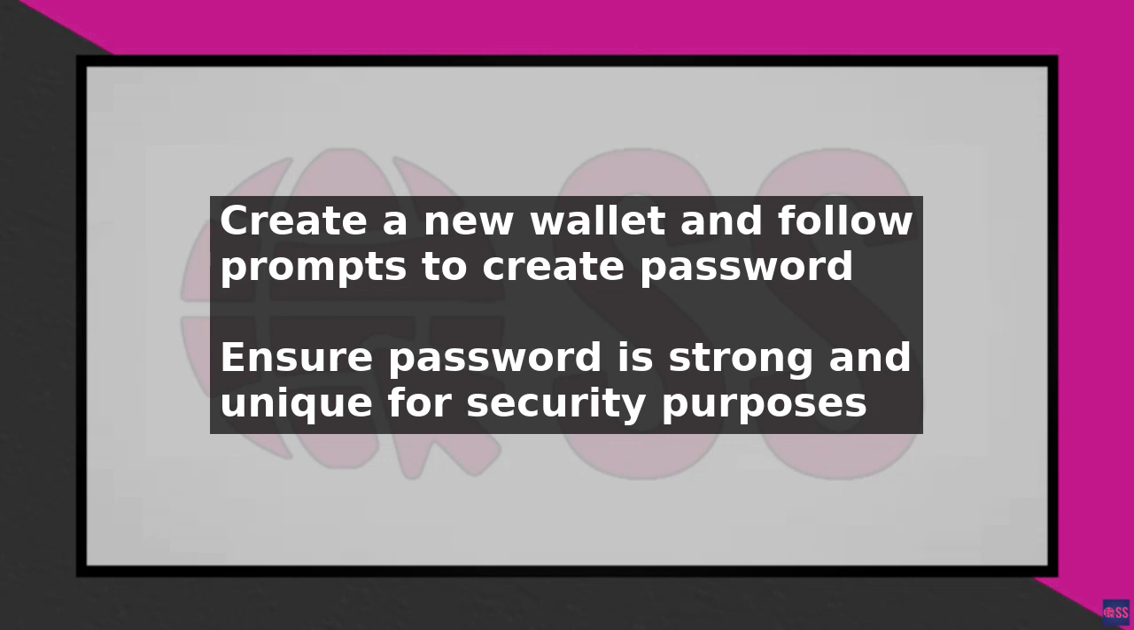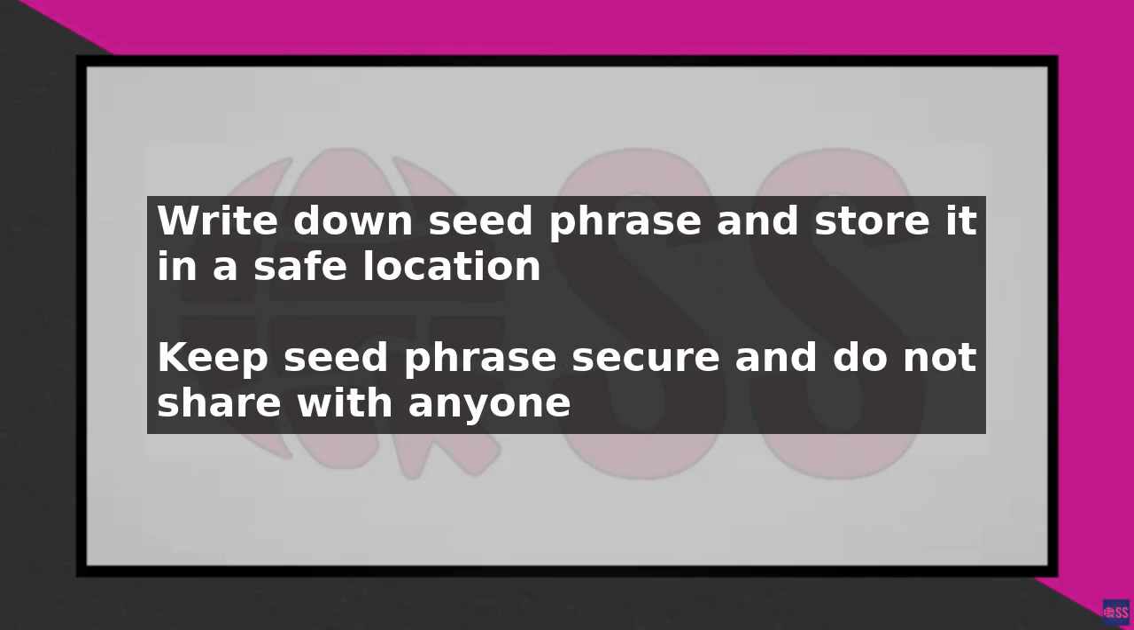receive cryptocurrency. To add a new account, click on the Add Account button and select the type of account you want to add. You can add accounts for different types of cryptocurrency, such as Ethereum or Bitcoin. After adding your account, you can start sending and receiving cryptocurrency by clicking on the Send or Receive button.